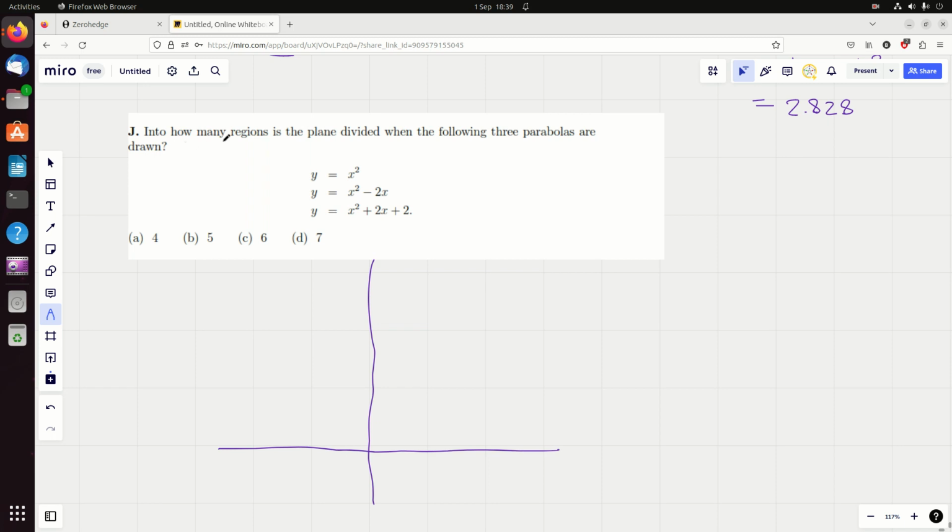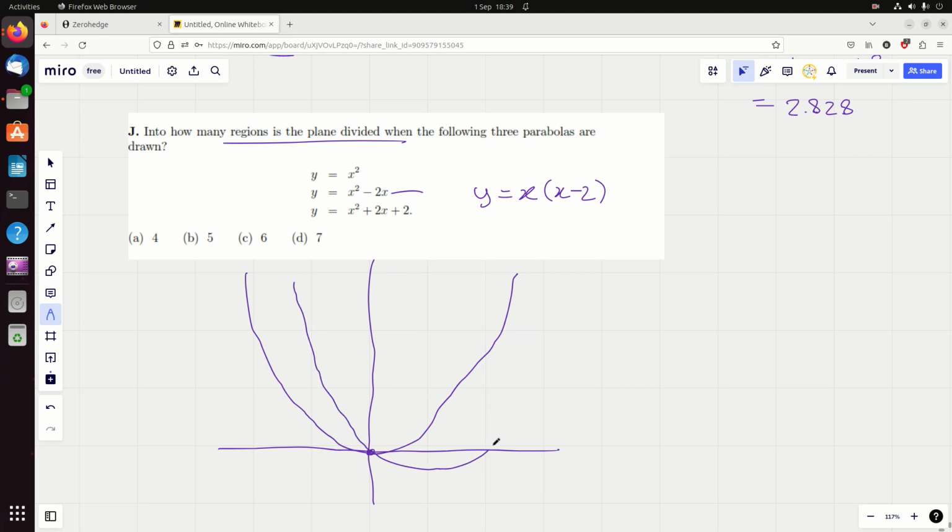Okay, right. How many regions of the plane do the following equations divide the plane up into when the three parabolas are drawn? Okay, y equals x squared is easy enough to draw. And in fact, all of these are easy enough to draw. This is the same as y equals x times x minus 2. So it's going to go through 0, and it's going to go through 2.